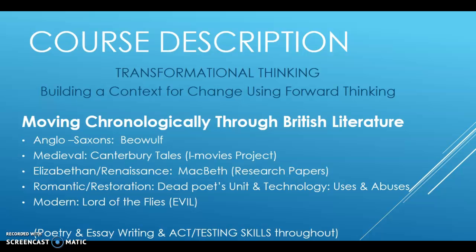This year, you will have several units that are basically all focused on British literature. The theme of the overall year is transformational thinking, building a context for change using forward thinking. So it's kind of like taking the information you know, any information you will hopefully gather, and then using that to make an opinion, take a stand, see if you change what you thought about that or you still think the same. So we move chronologically through British literature.